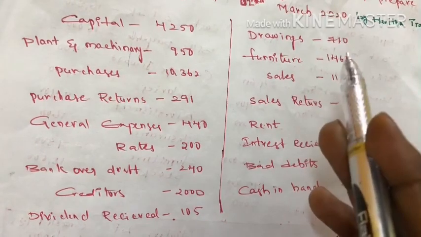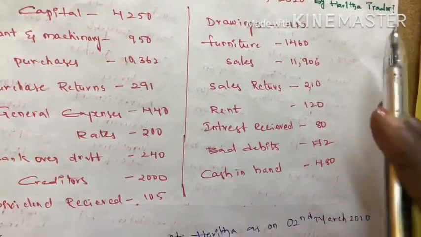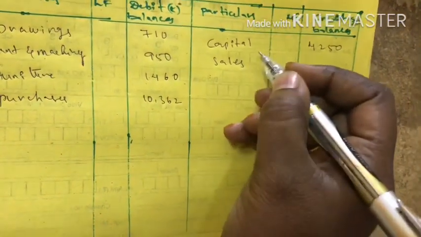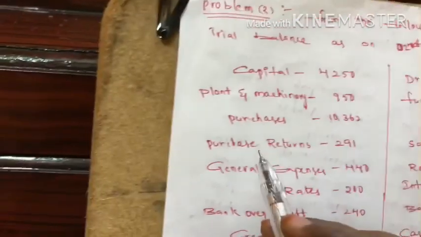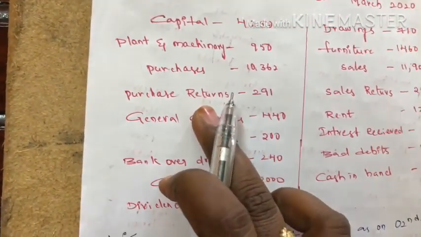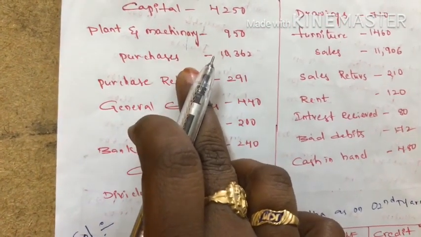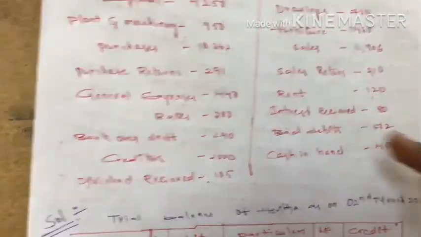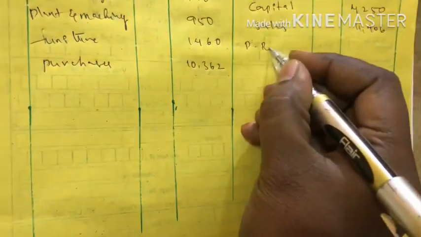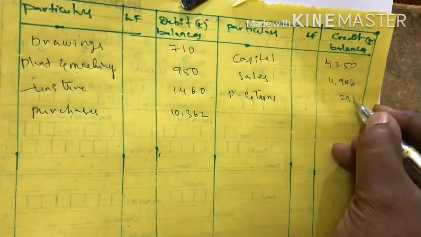Now the next one, sales. Sales is the opposite of purchases. Purchases is written on the debit side, and sales is written on the credit side. So sales is 11,906. The next one, purchase returns. The opposite of purchases is purchase returns. Purchases is written on the debit side, so purchase returns is written on the credit side. The purchase returns amount is 291.